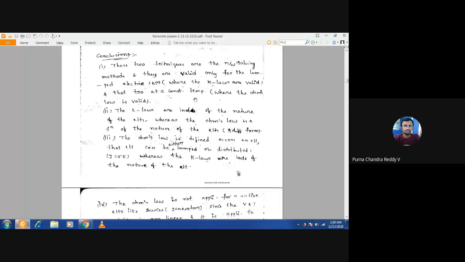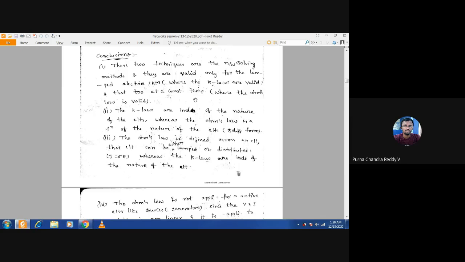So wherever Ohm's law comes into picture, there is one condition to be satisfied, that is at constant temperature. Whenever we are using Ohm's law or stating Ohm's law, the condition is that the temperature must remain constant. At a constant temperature, we have to operate. There should not be any variation in temperature. Moreover, Kirchhoff's laws are independent of nature of elements.